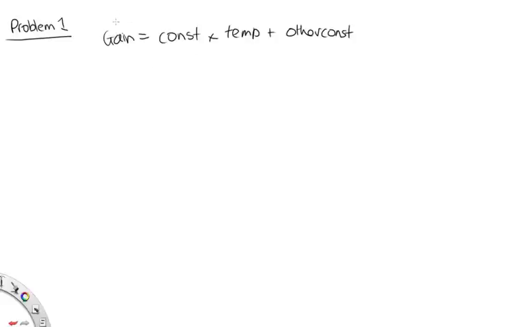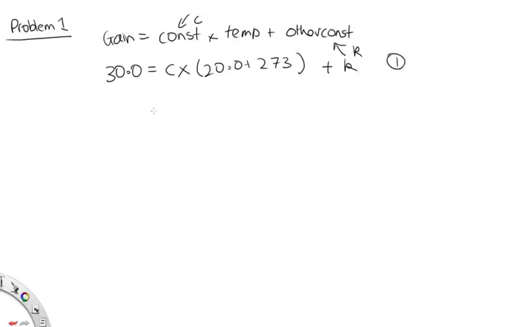It has the equation y equals mx plus b. So to simplify this, let's call this constant c and this constant k. Now we can write down a couple of equations with the values we're given. We're told that the gain is 30.0 at 20 degrees. So this is c times the temperature, 20.0 plus 273, plus some constant k. Let's call that equation 1.